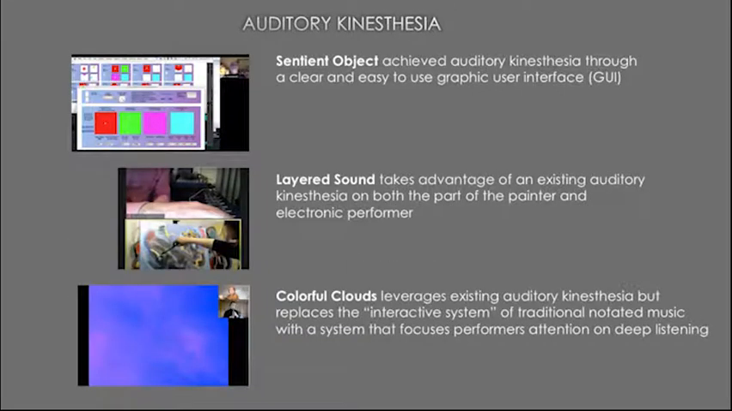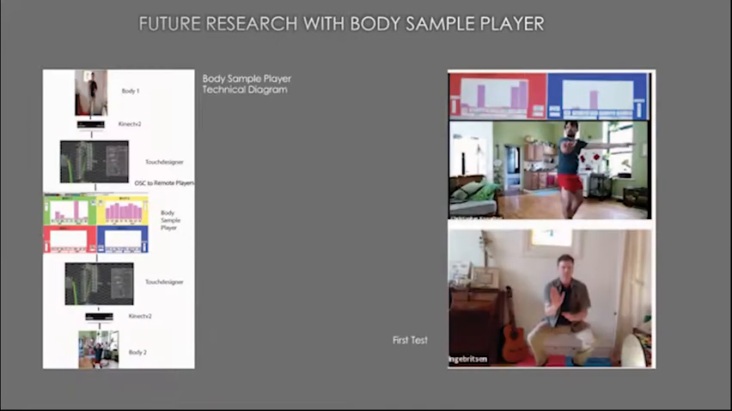In our 3 examples, SENTIENT object achieved auditory kinesthesia through a clear and easy-to-use graphic user interface. Layered Sound takes advantage of an existing auditory kinesthesia and leverages that to create kinesthetic empathy remotely. And Colorful Clouds leverages the musician's existing auditory kinesthesia with their instruments, but replaces the interactive system of traditional notated music with a system that focuses performers' attention on deeply listening to one another. All of these situations were done in the context of live performance in real-world situations.